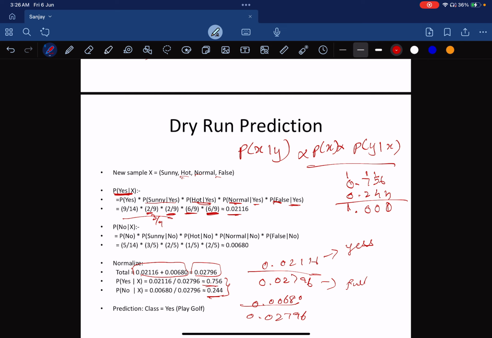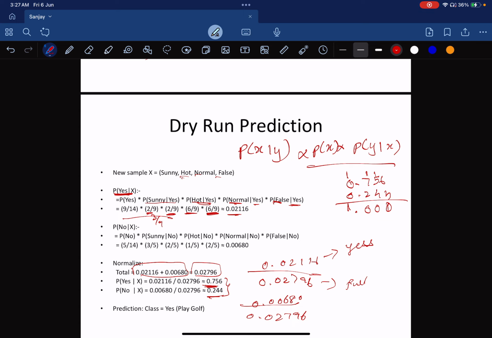So using the normalization, we found the ratio or percentage of data, or we can say the probability of data points belonging to each class. In this case, 0.756 is greater than 0.244. So the data belongs to the probability of 0.756, that is the probability of the Yes class. In this case, the player is willing to play the game.